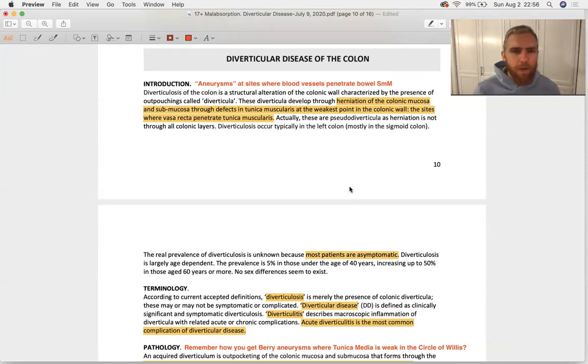A diverticulum to me is just an aneurysm of the gut. That's a gross oversimplification, and that's not what it is, but it's analogous. So I think of it as an aneurysm at sites of preferential weakness where blood vessels penetrate the smooth muscle of the large intestine. And that's exactly what the text says at the bottom of page 10. Diverticula develop through herniation of colonic mucosa and submucosa, through defects in the tunica muscularis at the weakest point in the colonic wall, the sites where the vasa recta penetrate the tunica muscularis.